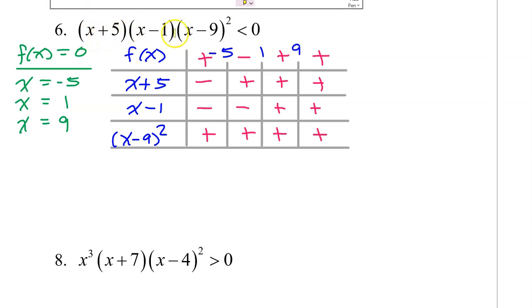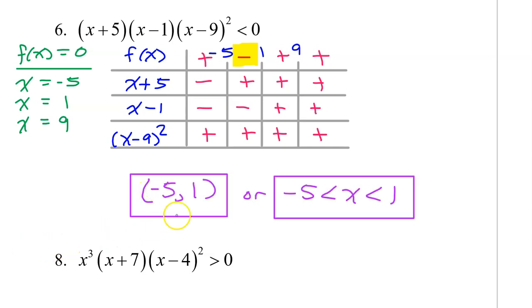We are looking for values of x that will cause the polynomial to be less than 0. So that's where f of x is negative. Because it didn't say "or equal to" 0, we are not going to include the endpoints in the solution. We will show that the endpoints are not included by using parentheses. So you can write the solution like this or like this.